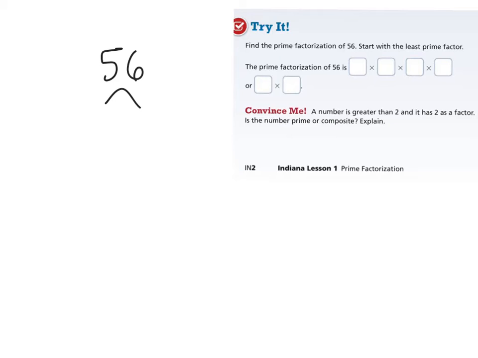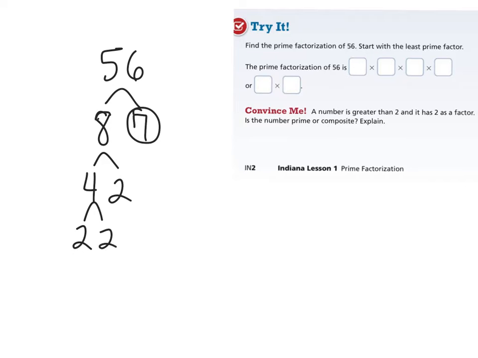So this might ring a bell. Multiplication facts, 56 is 8 times 7. The 8 can still be broken down as 4 times 2. The 7 is a prime number, so we can go ahead and circle that. The 4 can be broken down as 2 times 2. And then the 2's are also prime. We could say 2 is 2 times 1, and then again 2 is 2 times 1. We'd be there all day, right? They're already prime numbers. We don't have to go any further with that.